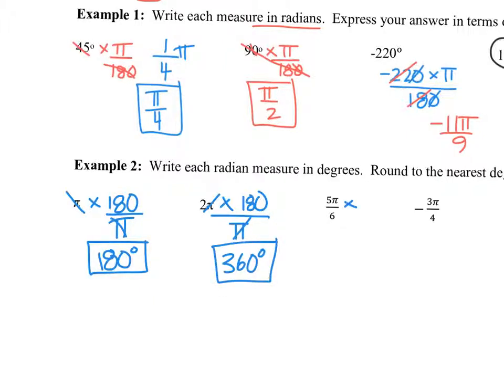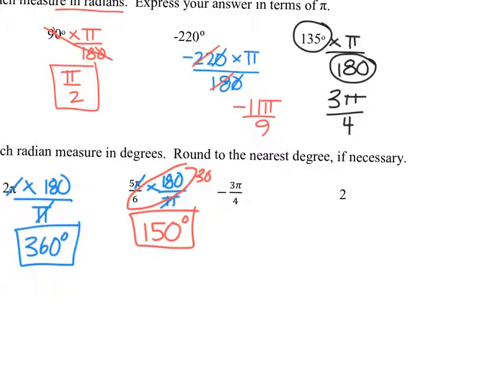I'm going to multiply this times 180 over pi. To me, it's easier to divide 180 by 6 and then multiply it by 5 than to do 5 times 180 and divide it by 6. So 180 divided by 6 is 30. 30 times 5 is 150 degrees. And for the next one, I'm going to do the same thing. Times 180 over pi. The pi's cancel out. It's easier to do 180 divided by 4, which is 45, and then multiply it by 3, so it's negative 135 degrees.